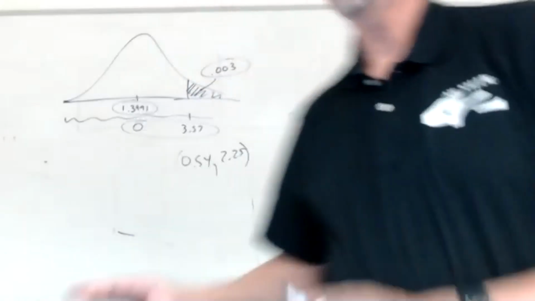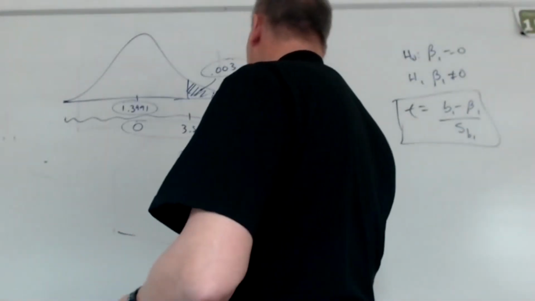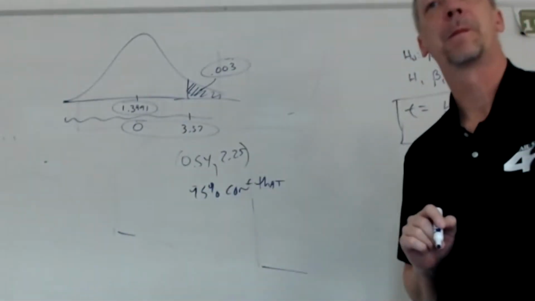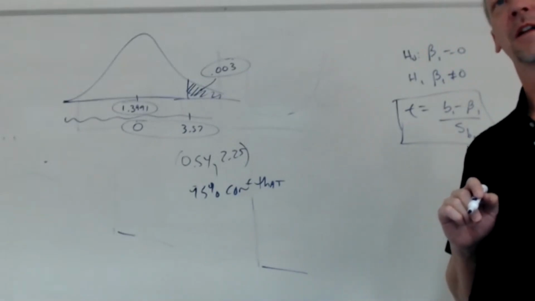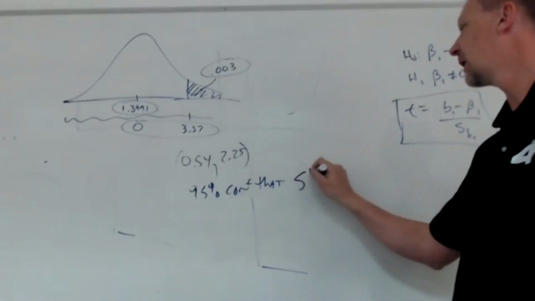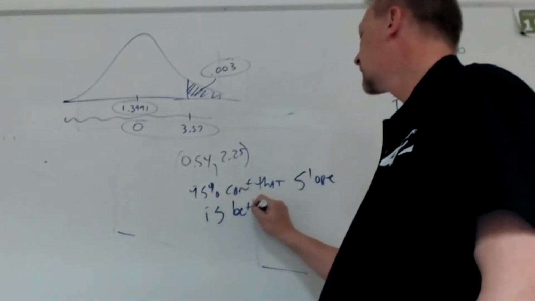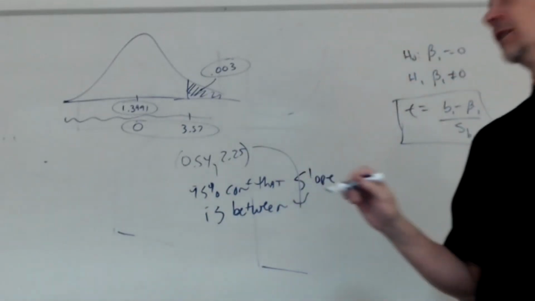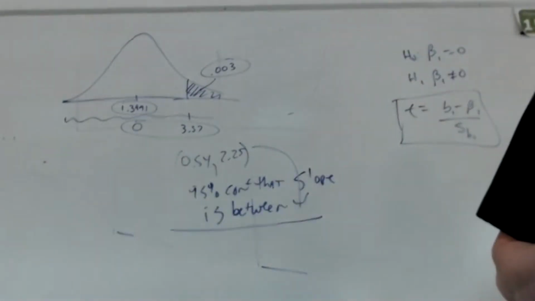We're 95% confident that what? The mean is not the mean. We're not talking about the mean. The slope is between those two values, right? Now, another question to ask is, does my confidence interval indicate my slope is significant?